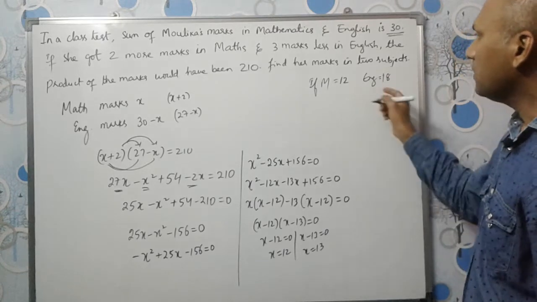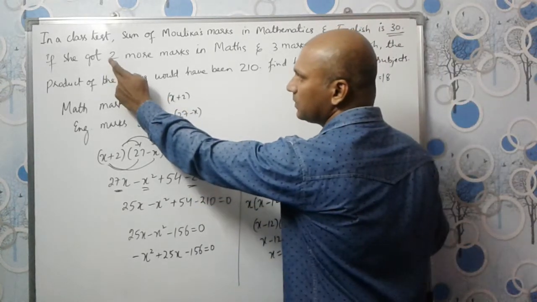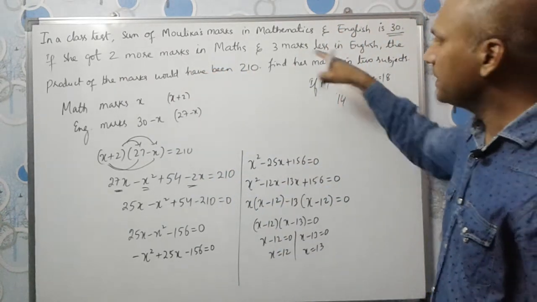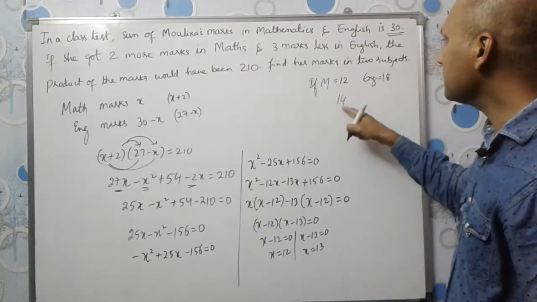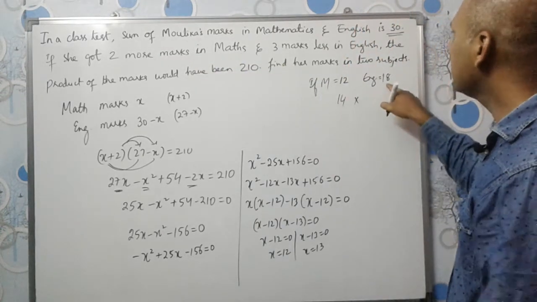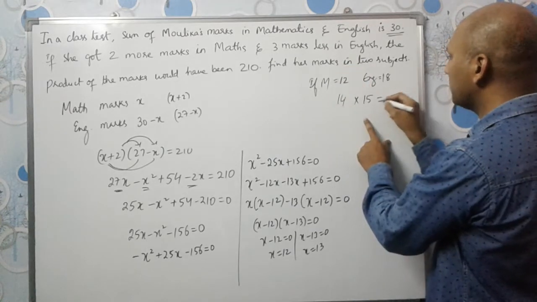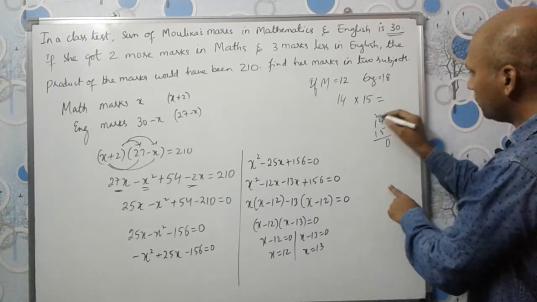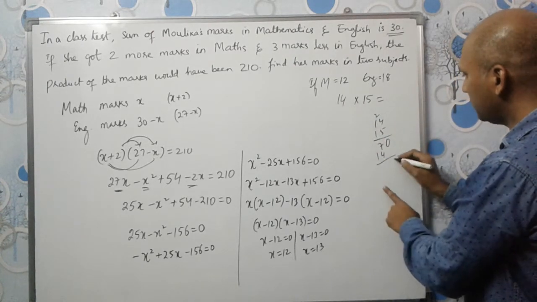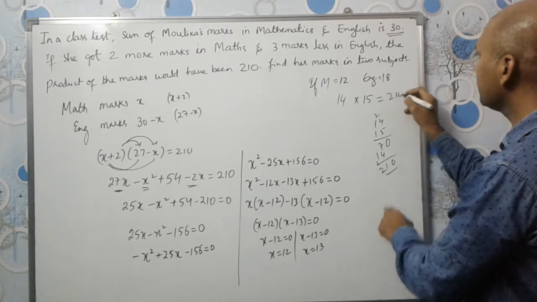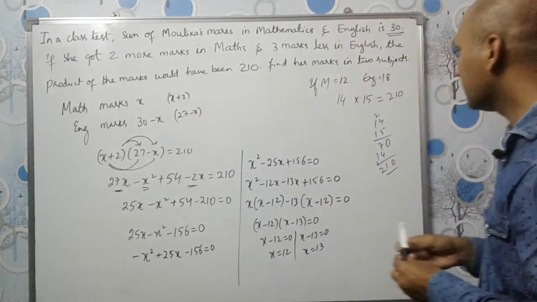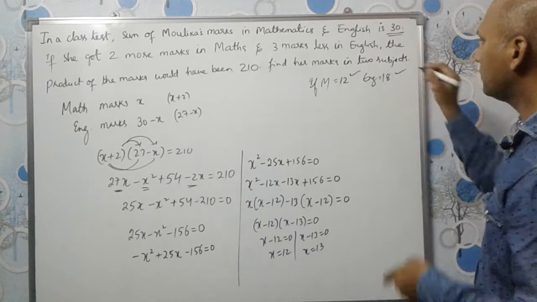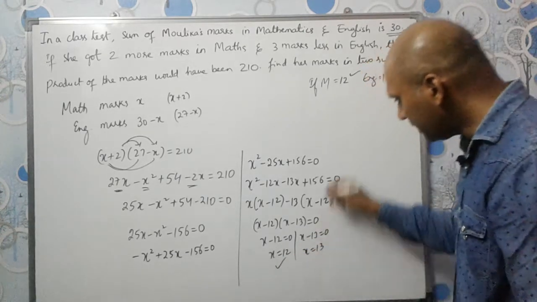Now let us apply this condition. 2 marks more in maths: originally 12, if she got 2 marks more in maths, it would be 14. And 3 less in English, 15. So 14 into 15, if you multiply, is 210. See, the product of the marks would have been 210. That means this is correct.